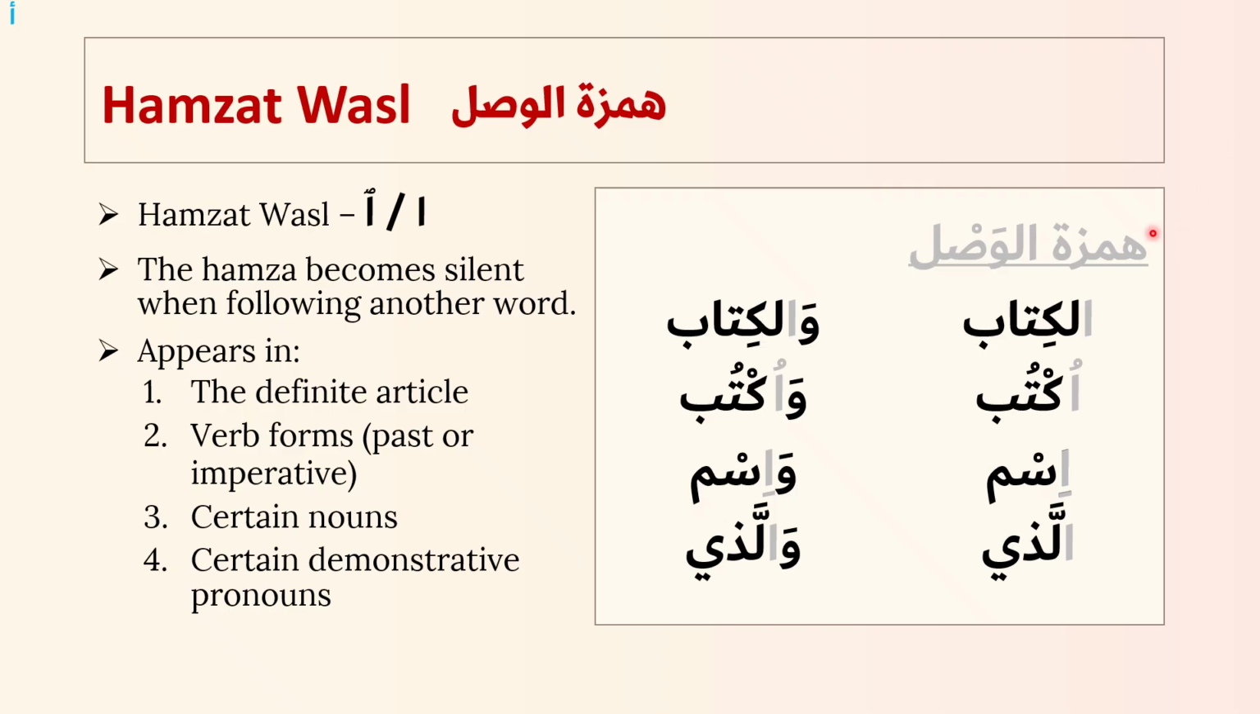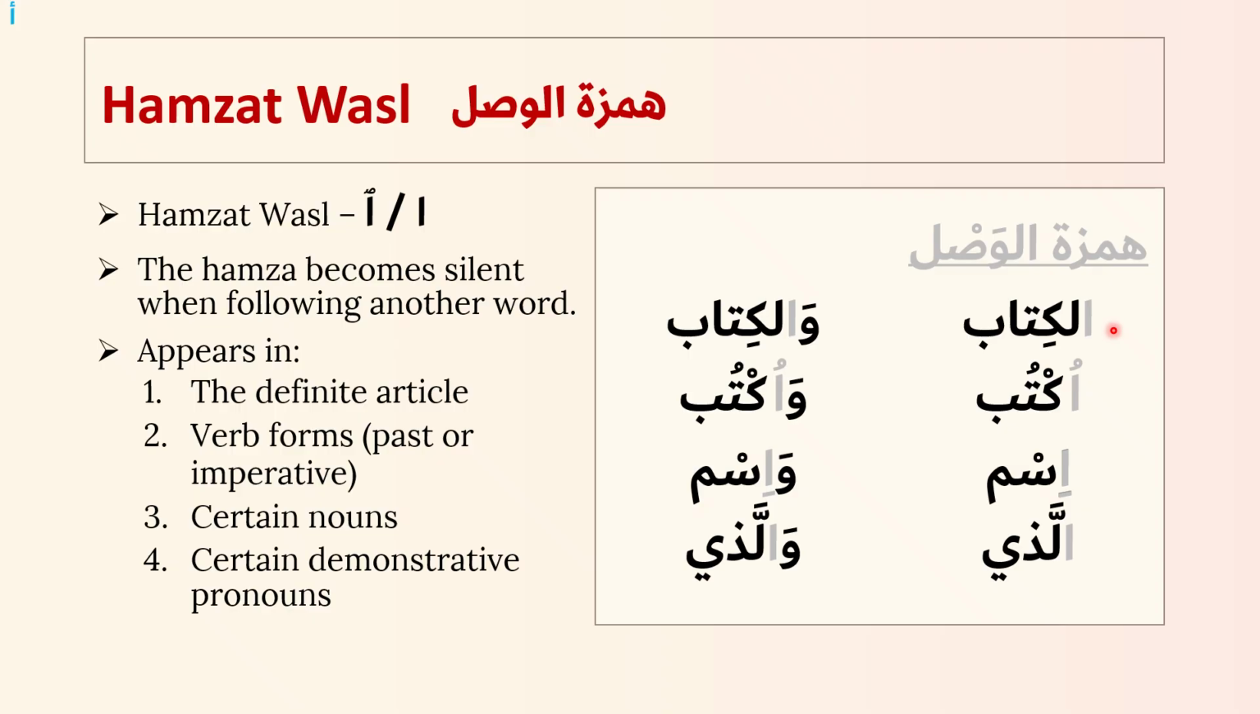Now let's practice reading some words with Hamzat Wasl to know when this Hamza is pronounced, or when it's dropped, so it becomes silent. The main rule is if you start with it, you pronounce it. If not, so if it's preceded by any other word, you drop it. So it becomes silent in this case. So let's see the first line.